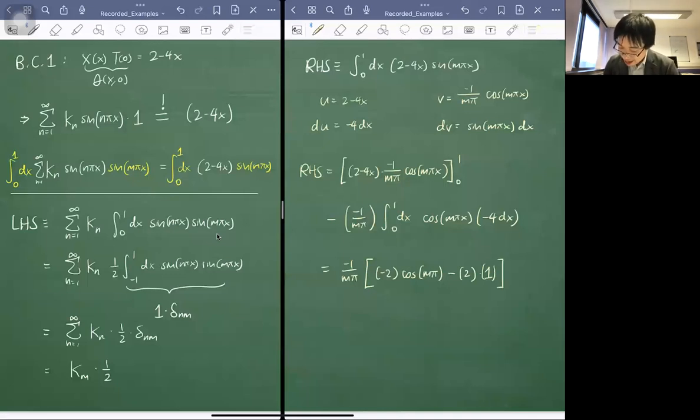And then here I have 3 minus signs, so overall it's minus 4 over m pi, integrate 1 over dx cos m pi x. Okay, so now let's factor out the 2 as well. So I have minus 2 over m pi from the square brackets, and I have cosine m pi minus 1, but cosine m pi is minus 1 to the m. Okay, we're familiar with this identity.